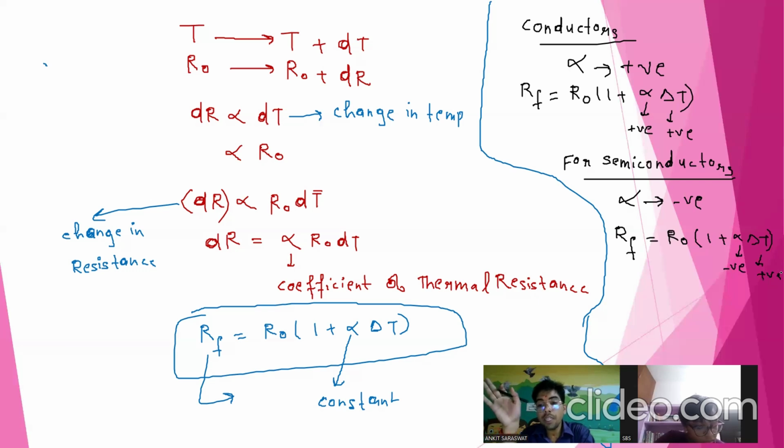Yesterday we learned qualitatively. Today we will understand how to calculate this value. Understood? For alloys, this alpha is approximately 0, or tending to 0. Very, very small.